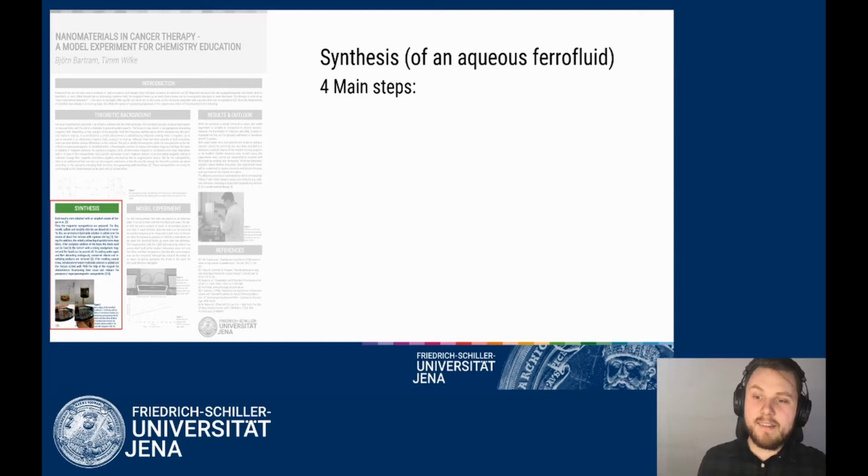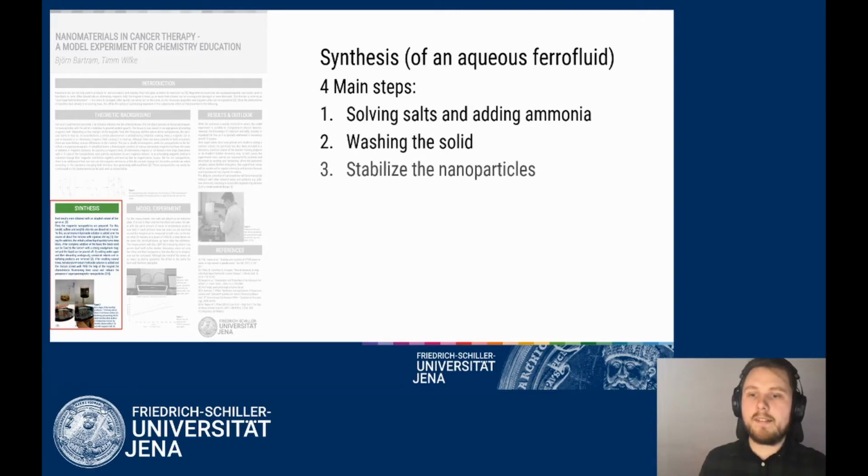And as a chemist, I find it's the more exciting way to do so. So you have 4 steps to synthesize an aqueous ferrofluid. The first step is you dissolve iron salts in water and add a diluted ammonia solution slowly over time. After that, you get a solid which you want to wash. You want to remove the interfering products from the reaction before.